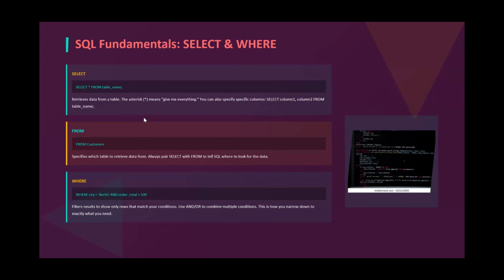So this combination, select, from, and where, gives you incredible control. So you are no longer drowning in data, drowning in 100 millions of data. Now you want the specific things that you need. Now you are extracting the exact information that you would need for your analysis.